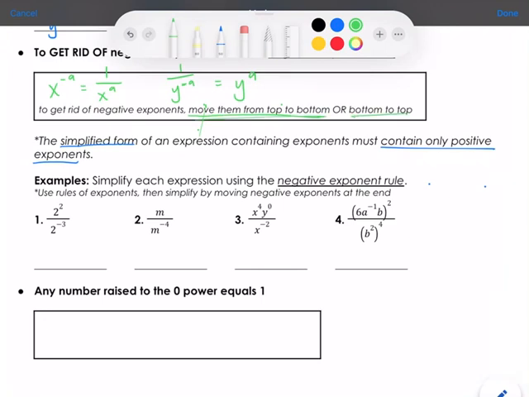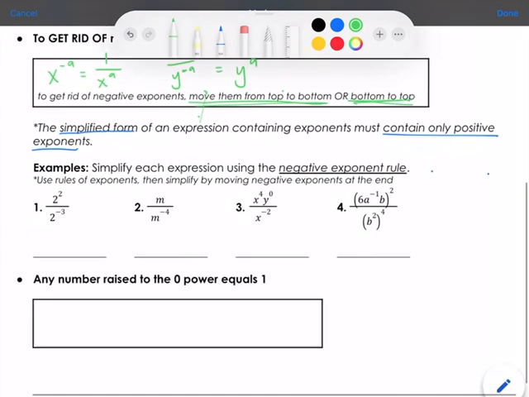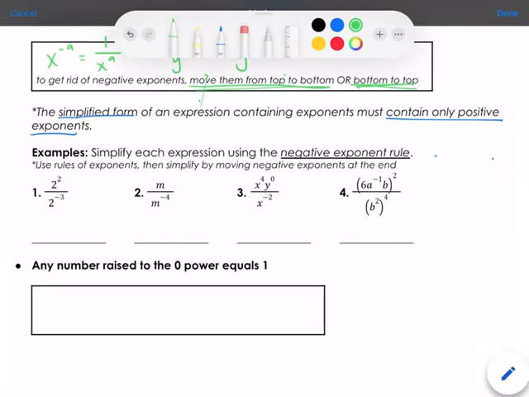So the idea is to get rid of negative exponents, you're going to move them from top to bottom or from bottom to top. So here are some examples. We're going to simplify each expression using the negative exponent rule. However, we're going to use rules of exponents first. So we're going to use the product rule, quotient rule, and power rule before we move the negative exponents around, because we may be able to simplify it completely without even using this rule.